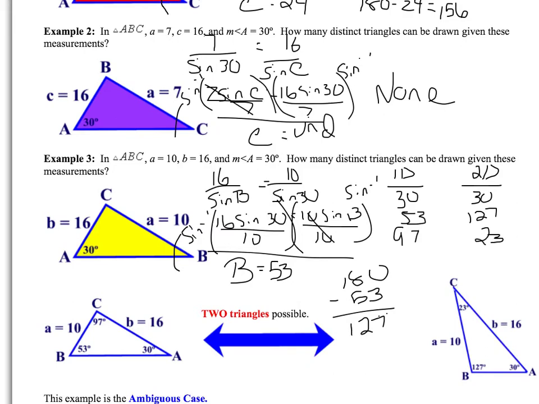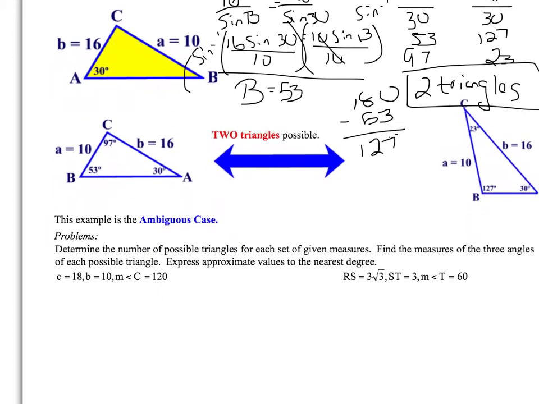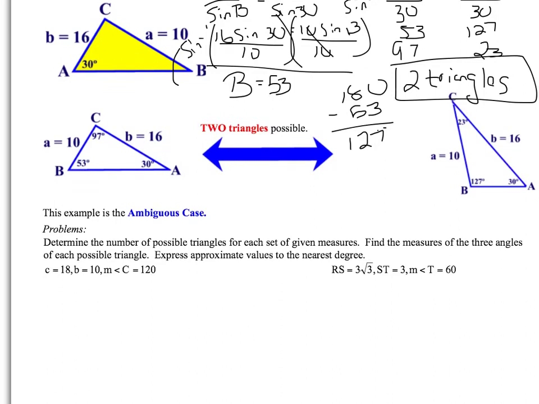So you can see here you've made two different triangles. We can never make a third, so our answer here is 2 triangles. And if you look below, those are your 2 triangles you could get. And when that happens, that's called the ambiguous case, when you can get more than one answer.